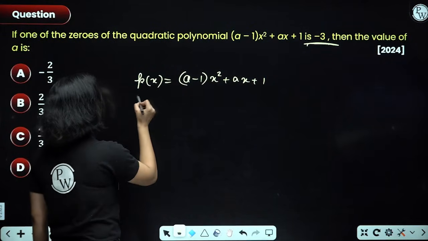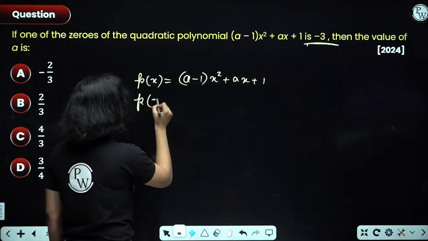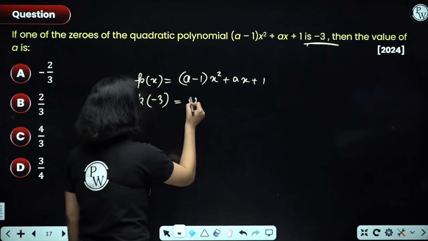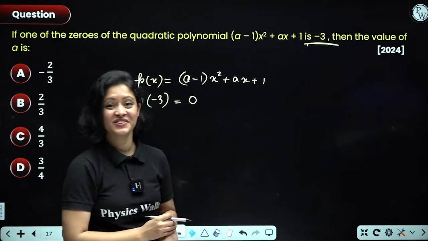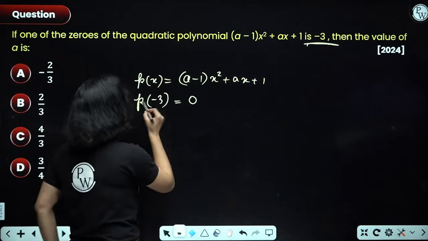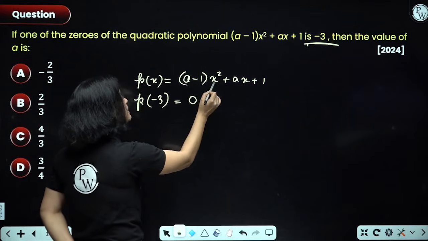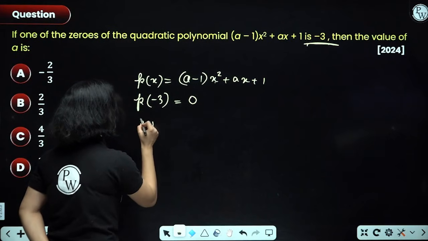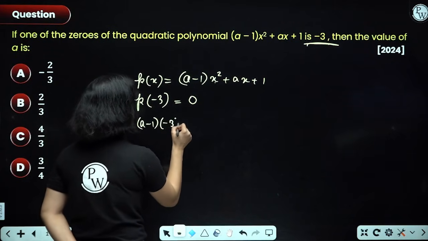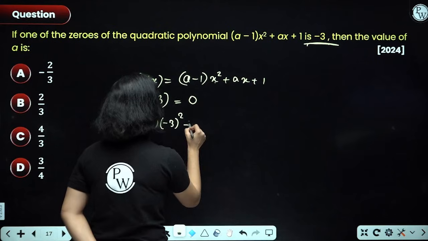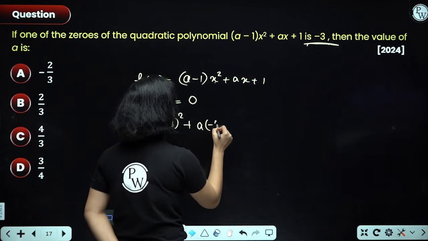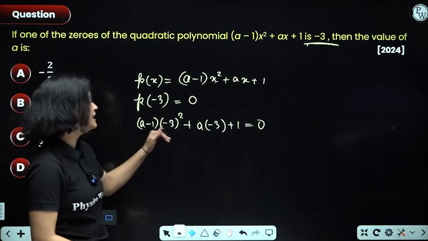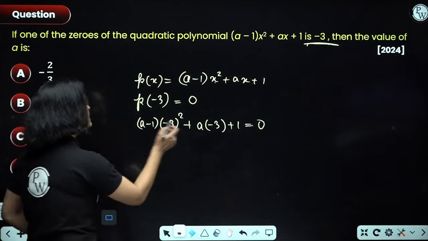We know that if it's given that -3 is the zero of this polynomial, then obviously P of -3 has to be 0. Right? Now, all you need to do is put -3 in place of x. So, let's do that, everyone. (A minus 1)(-3) square plus A into -3 plus 1. And what is this equal to? This equals 0 because obviously -3 is the zero of the polynomial.